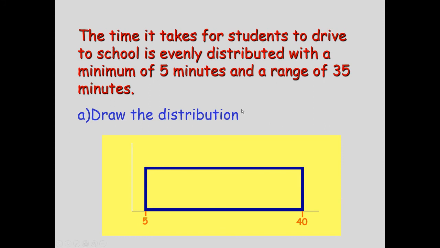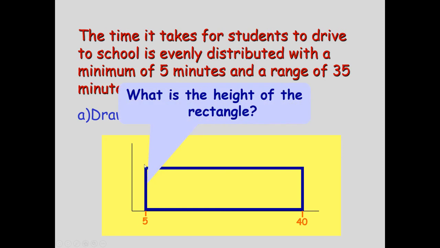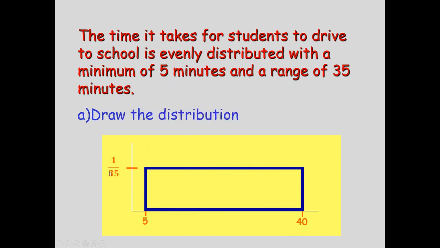And after that, we're going to figure out the height. Remember, the area has to be 100%, so 1. This is 35, so the height has to be 1 over 35. And it's not going to change from that idea. The area of the curve has to add up to 100%, and you just divide that by the total distance.